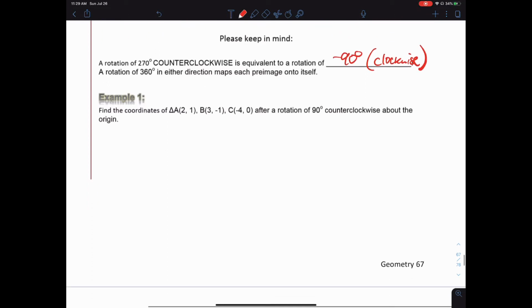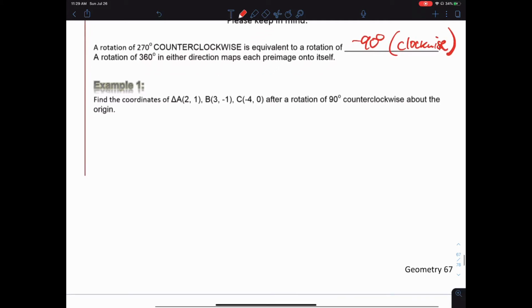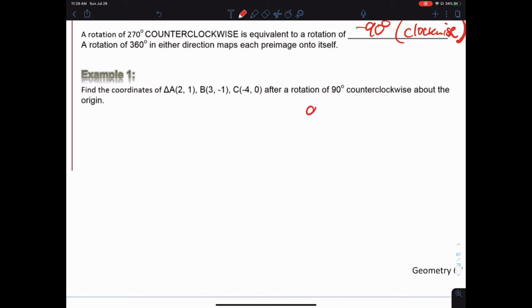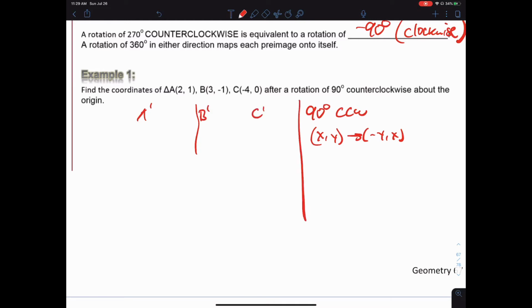Example 1: find the coordinates of triangle ABC after a rotation of 90 degrees counterclockwise about the origin. Well, let's see if we can use the rule that we have supposedly memorized. 90 degrees counterclockwise is supposed to take the ordered pair x, y and make it negative y, x. So let's see if we can do that for A prime, B prime, and C prime.